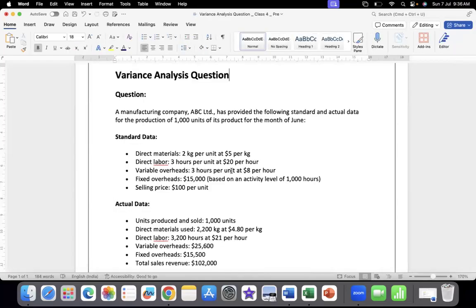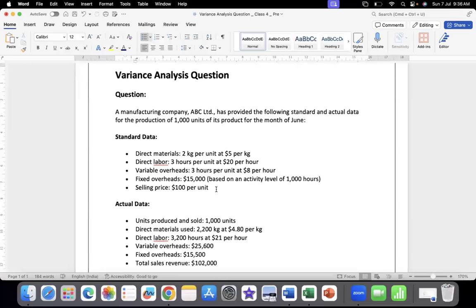It says a manufacturing company, ABC Limited, has provided the following standard and actual data for the production of 1000 units of its product for the month of June. We have standard data with respect to materials, labor, variable overheads, fixed overheads, and selling price. In the last class, we discussed until labor variances. We didn't touch on variable overhead, fixed overhead, or the selling prices. So along with this question, we'll touch base on these three aspects and move forward that way.